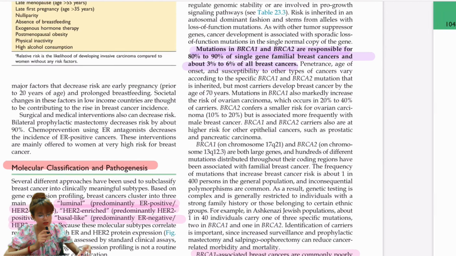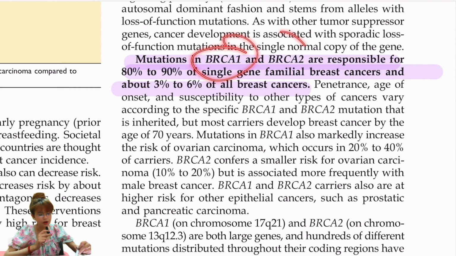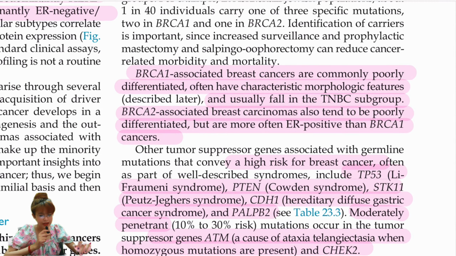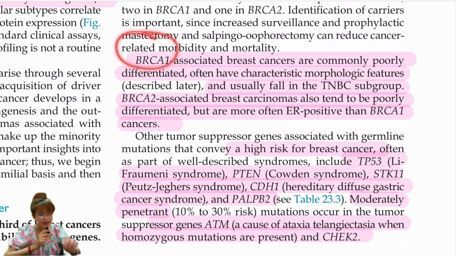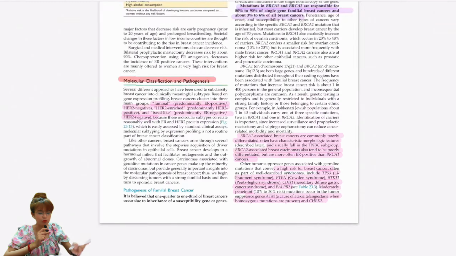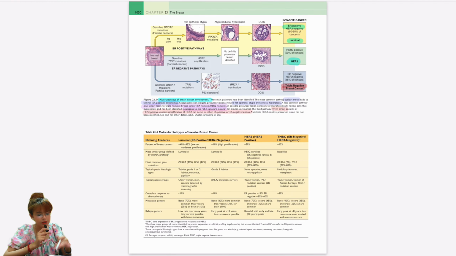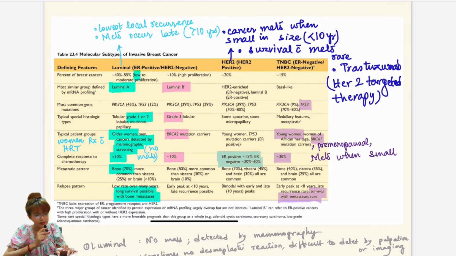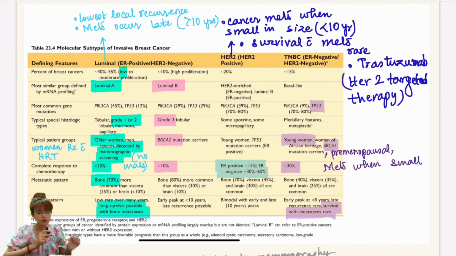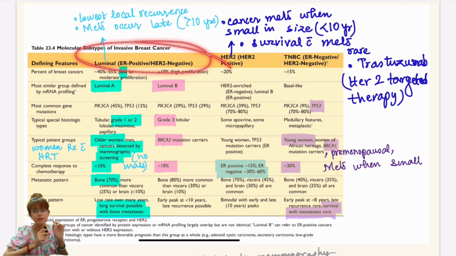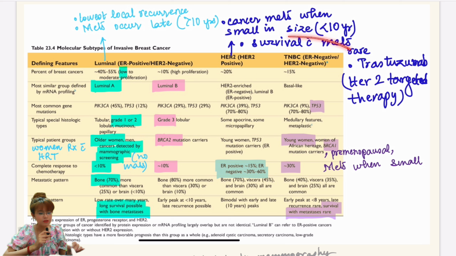Now you know that these two genes which are mutated here are BRCA1 and BRCA2, which are responsible for the familial breast cancers. And if we talk about BRCA1, it is associated with the TNBC subgroup. Now let me first talk about this particular chart, so that you understand this part very carefully. Under the molecular subtypes, you have three basic classifications. Number one is the luminal type, number two is the HER2 positive, and number three is the TNBC or triple negative breast carcinoma.